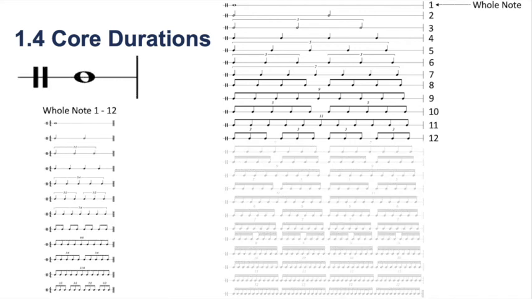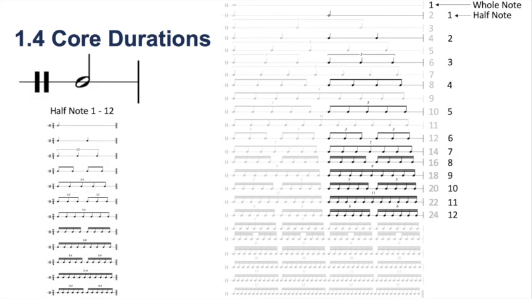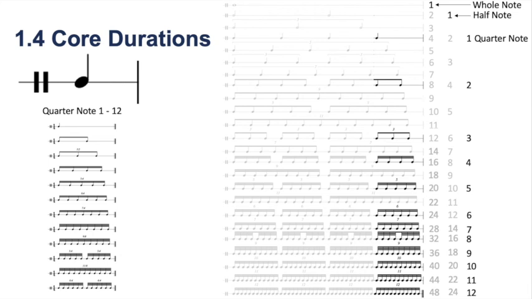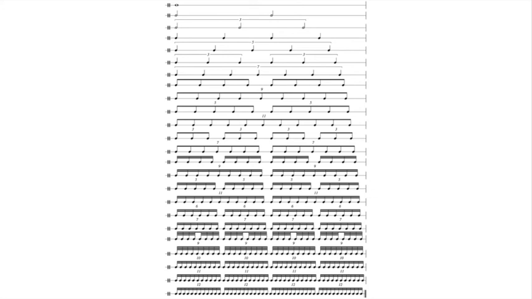Here we have the options that are made available by applying our 12 subdivisions to the duration of a whole note. These are the options that are made available by applying our 12 subdivisions to the duration of a half note. And these are the 12 subdivisions based on the quarter note. This sequence is the final set of subdivisions that we will be working with.